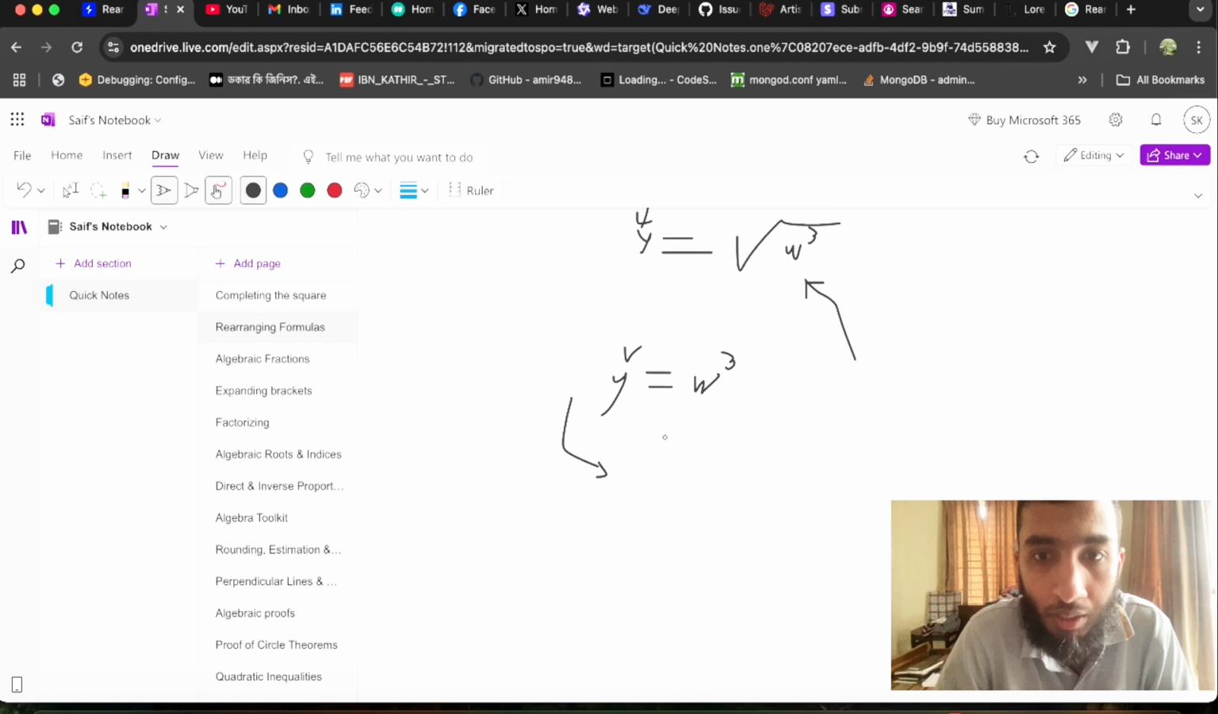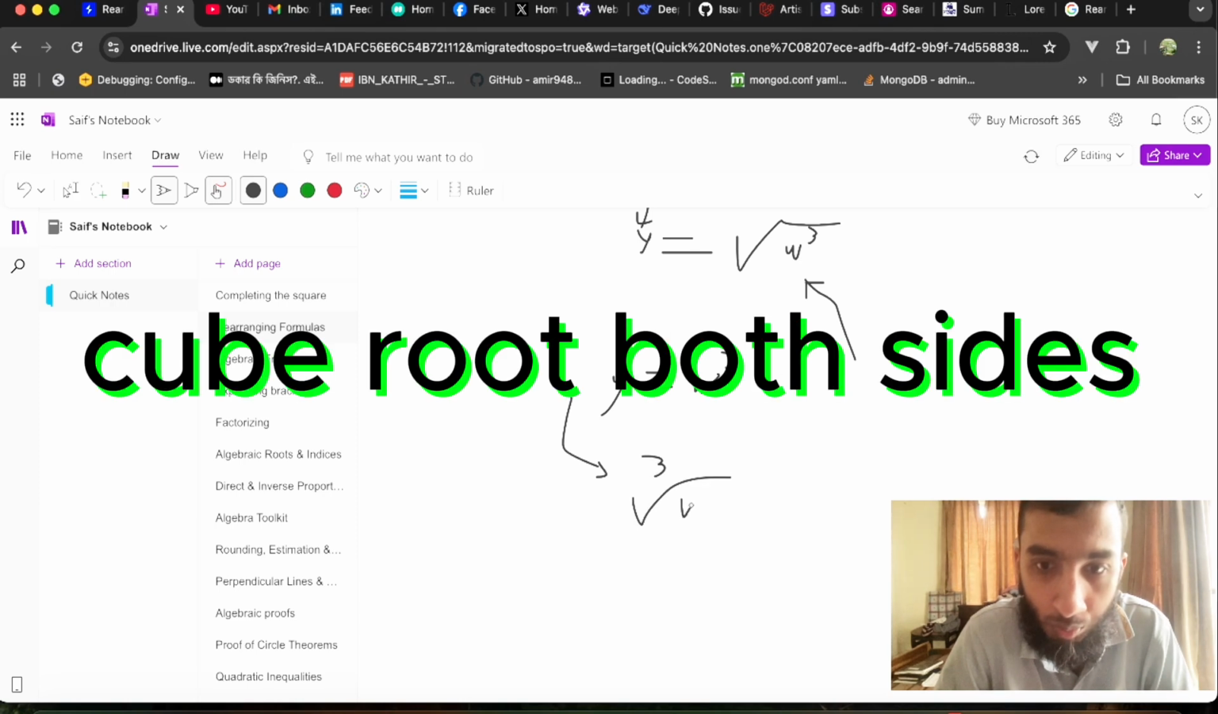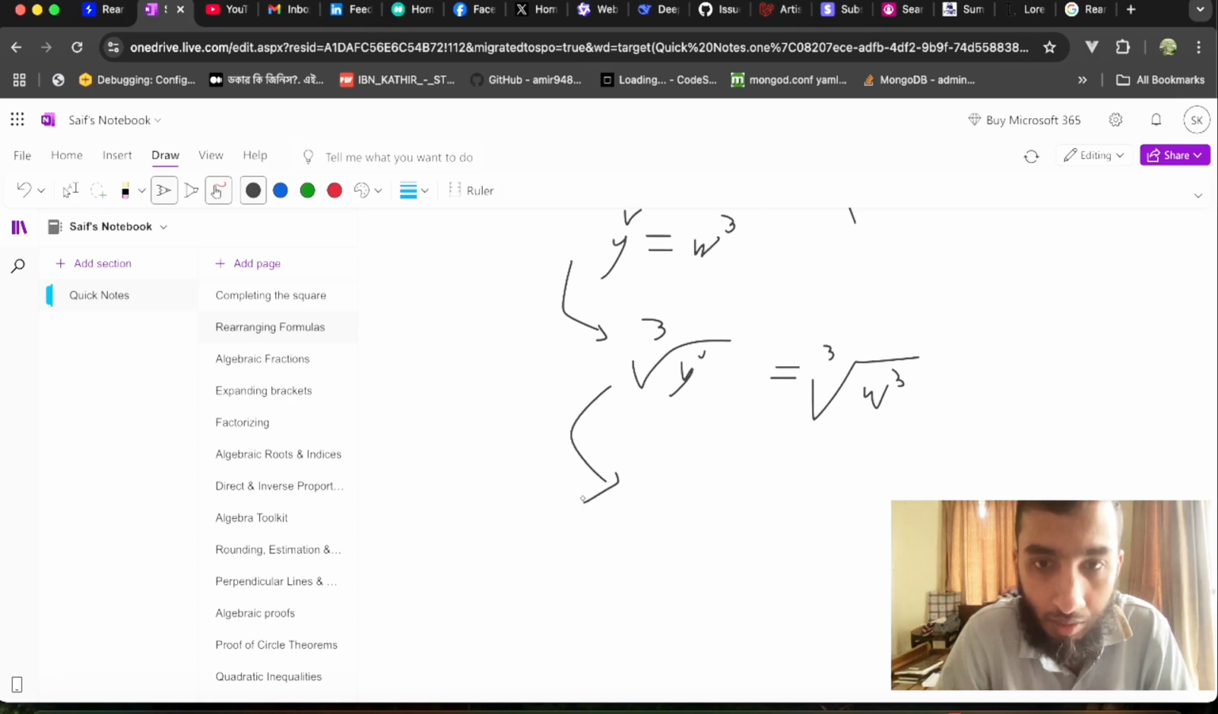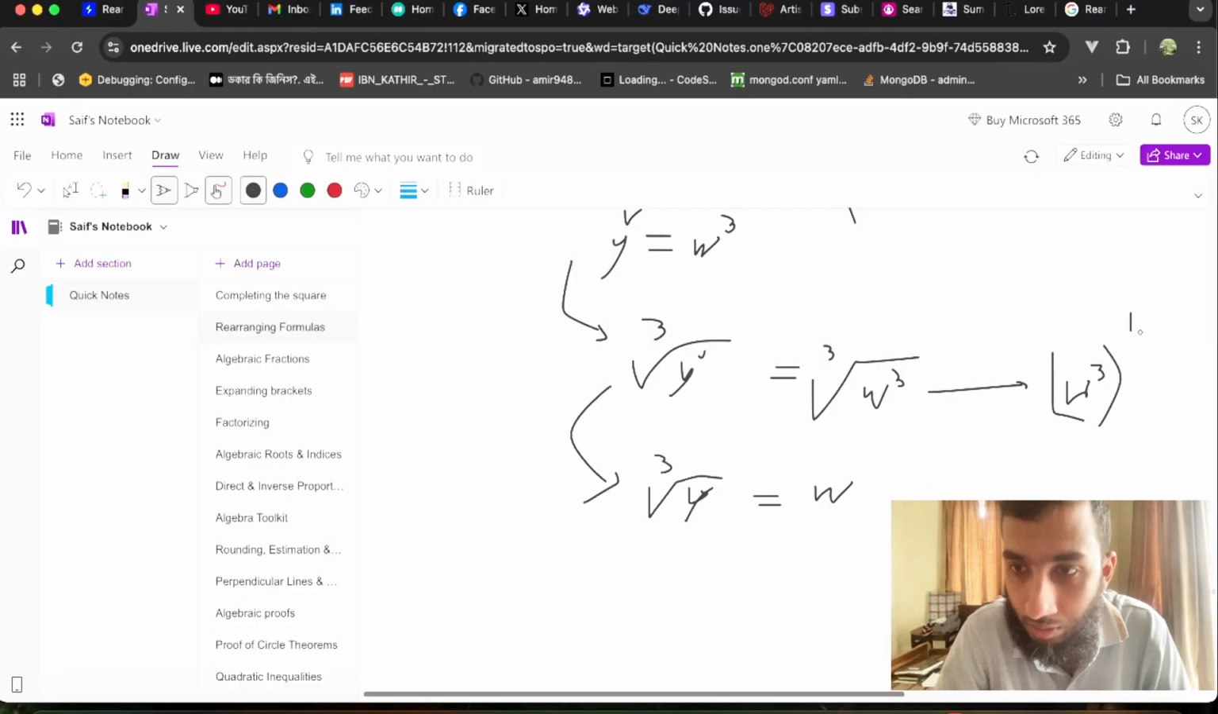Now what we can do here is, because w has cube, we can cube root both sides. So if I cube root both sides, cube root y square equals cube root w cube. So if I cube root w cube, I get w, because cube root w cube means w cube to the power 1 by 3, and we know that these two powers will be multiplied. So if I multiply, it will be cut off, so I get w.